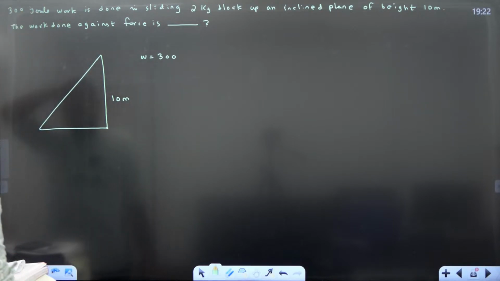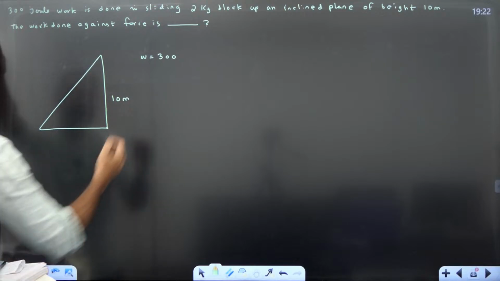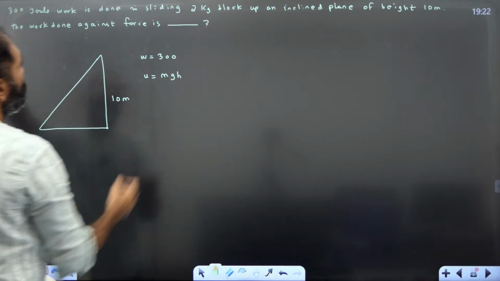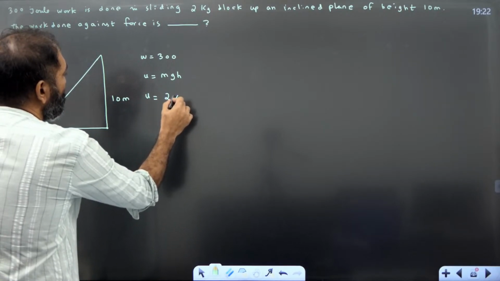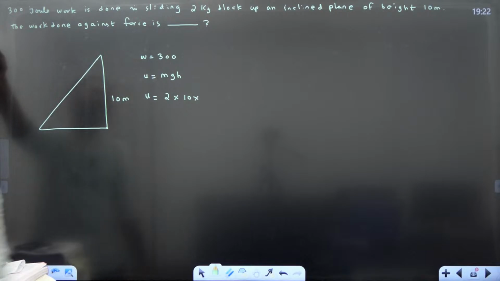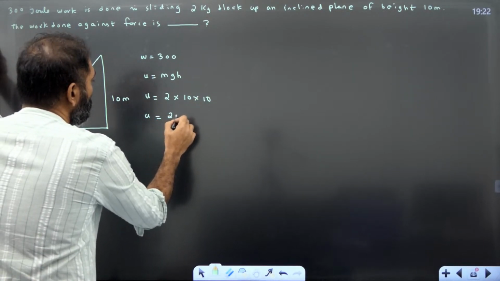So what will be the potential energy? Potential energy U is equal to mgh. What is the mass here? Mass is 2 kilogram. Gravity I am taking 10. What is the height? 10 meter. So potential energy is 200 joule.